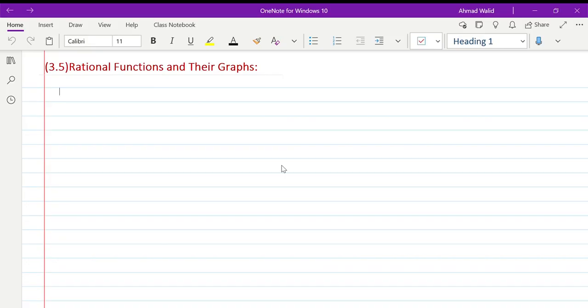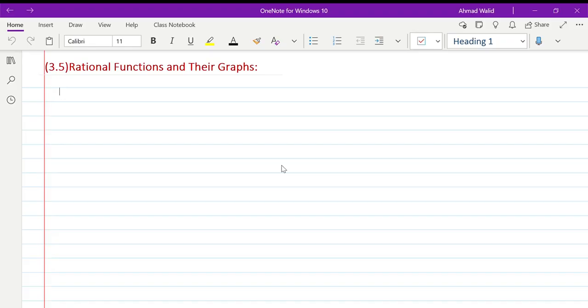Hello, let's start section 3.5. 3.5 is rational functions and their graph. In the past, we discussed rational equations. Right now, in this chapter, we are discussing rational functions and how to graph a rational function. What are the characteristics of rational functions? We study rational functions in this section in detail.